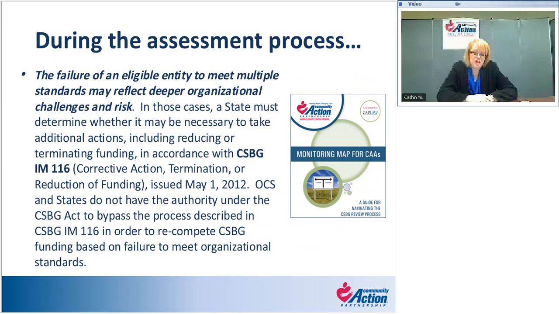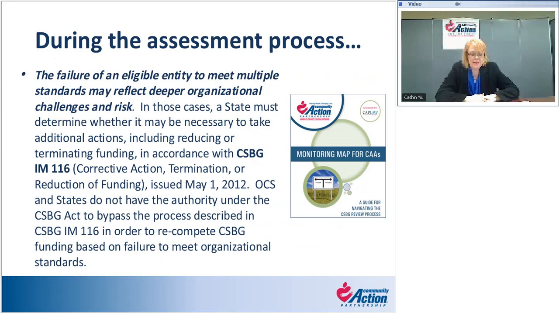The failure of an agency or an eligible entity to meet multiple standards may reflect deeper organizational challenges and risk. Now, this doesn't say if I miss two standards, that automatically triggers. This really, I believe, talks about more serious deficiencies and challenges of not meeting standards that are some of the core higher level of risk areas. And we can work with OCS and some states and agencies to talk about where that may be. But nothing here cancels IM-116.